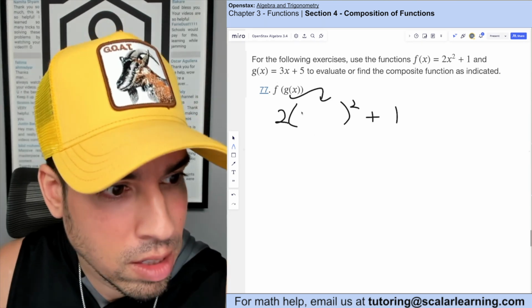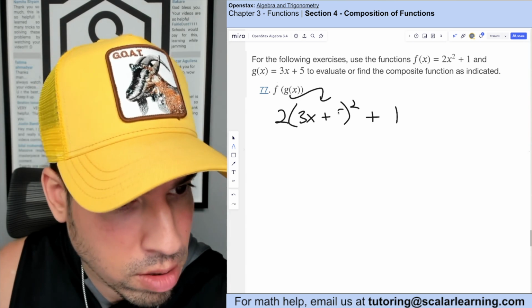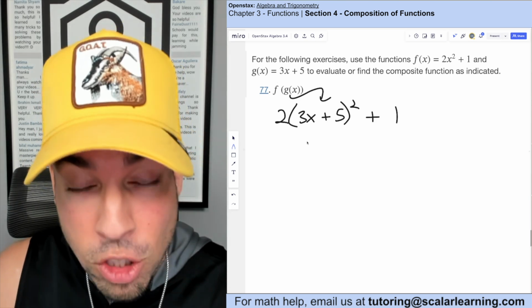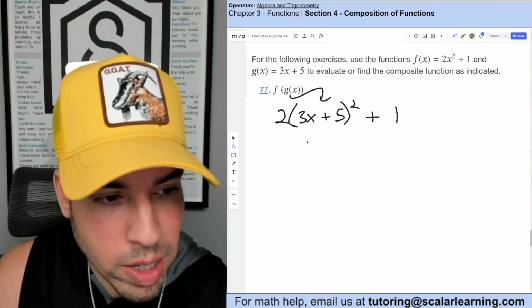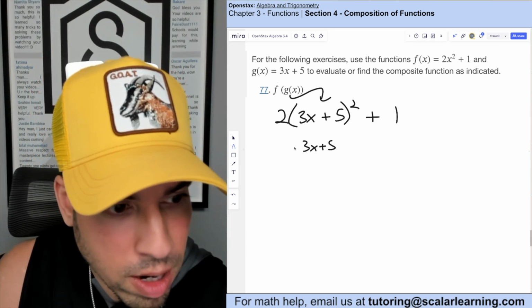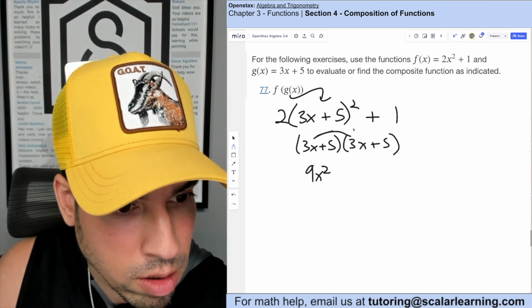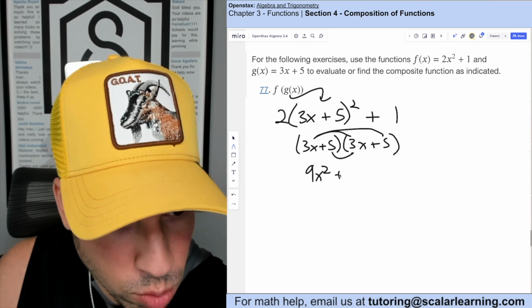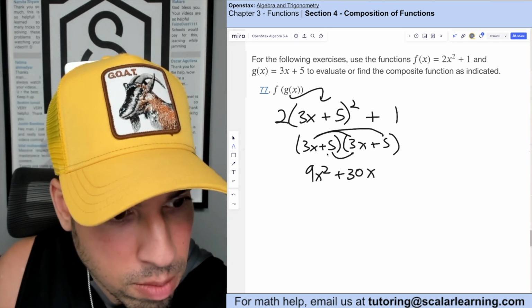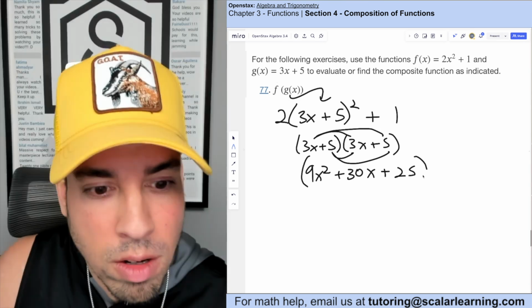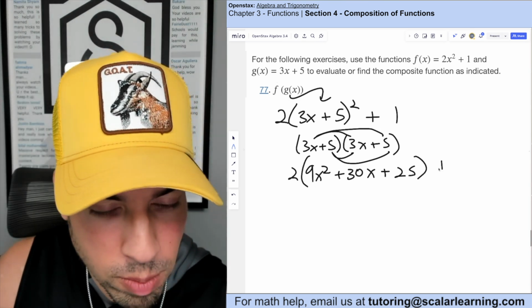So I'm replacing this with 3x plus 5, like so. Now we're going to simplify, even though this is sufficient to some degree, but let's simplify. So 3x plus 5 squared is 3x plus 5 times itself. And then we're going to FOIL: 9x squared plus 15x plus 15x, which is 30x plus 25. And all of this is still being multiplied by 2, and we got the 1 at the end.